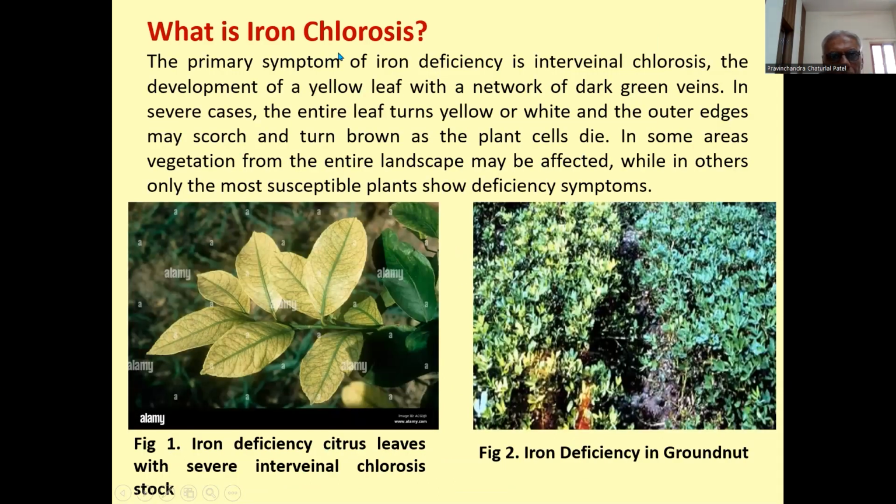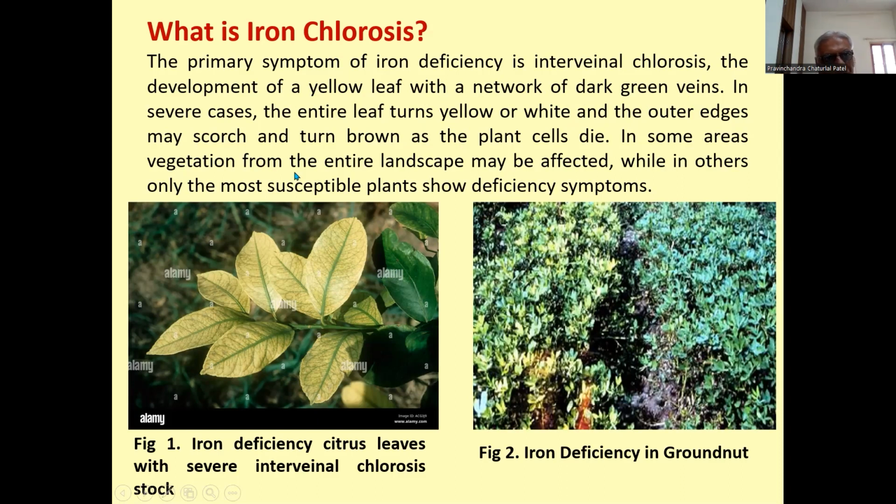So what is iron chlorosis? The primary symptom of iron deficiency is interveinal chlorosis, the development of yellow leaves with a network of dark green veins. So you can see here the veins remain green, but the other portions become chlorotic. In severe cases, the entire leaf turns yellow or white, and the edges may scorch and turn brown as the plant cells die.